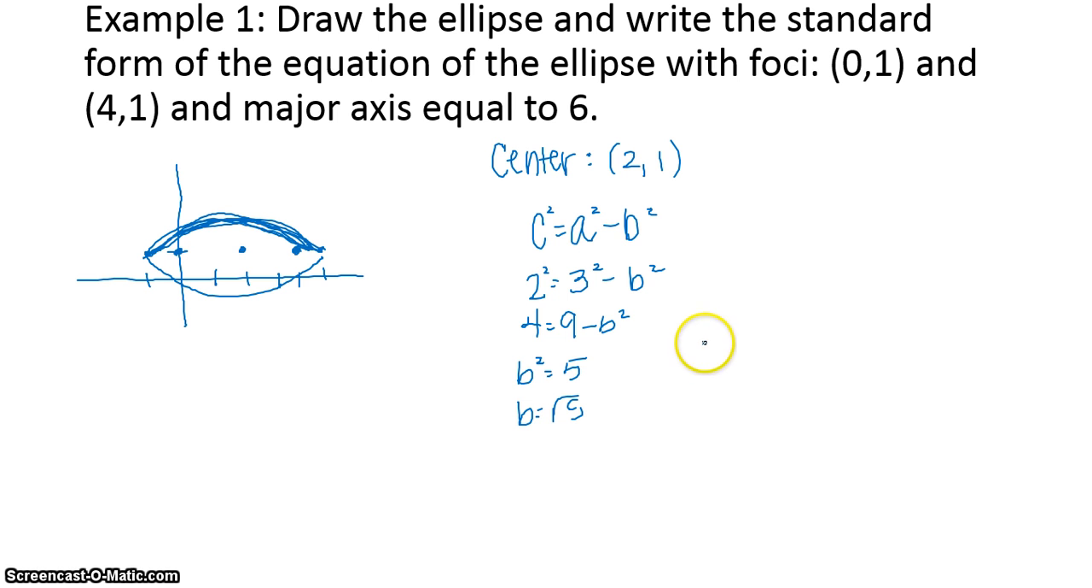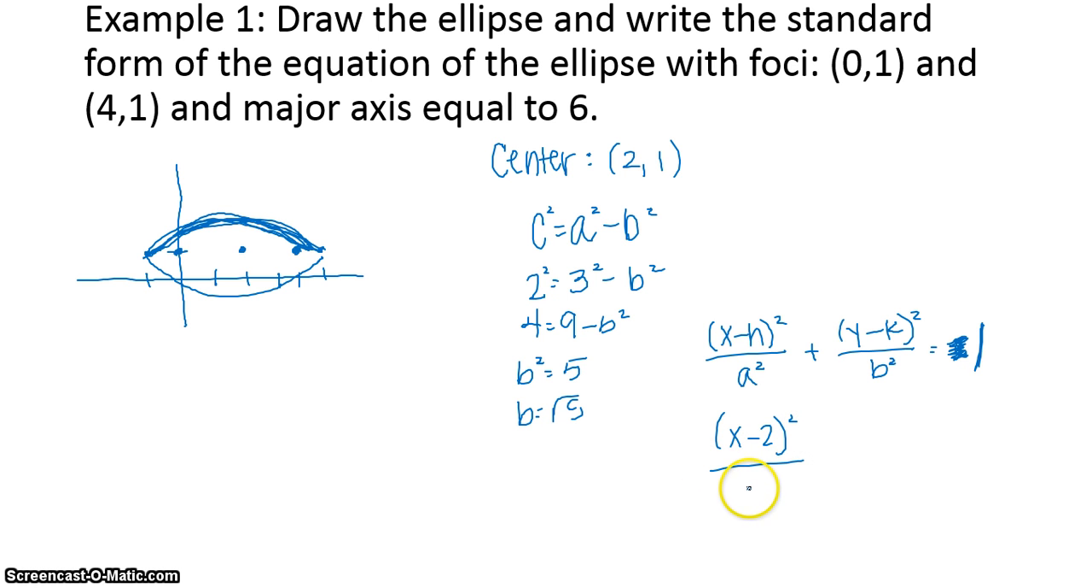So when I write my equation, since it's got a horizontal major axis, it should be x minus h squared over a squared plus y minus k squared over b squared equals, I'm going to put a 0, equals 1. Sorry about that, I started to write 0. So x minus 2 squared over a is 3, so over 9, plus y minus 1 squared over b squared, so that would just be 5, equals 1. That's my equation for my ellipse.